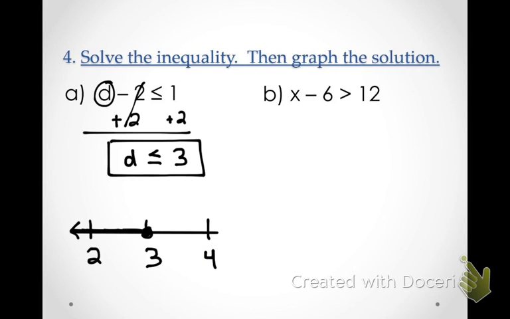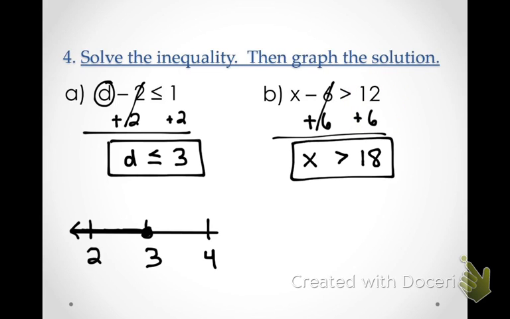I want you guys to go ahead and go on to problem B and try to do it on your own. What is not allowing -6 or the x to be alone? -6. What's the inverse operation? Add 6 to both sides. What am I left with on the left side? X. Just an x is what? Greater than 18. Okay, now all you're doing is 12 plus 6, which is 18. Please box that in because that is the inequality.